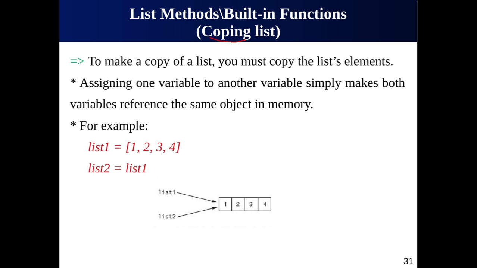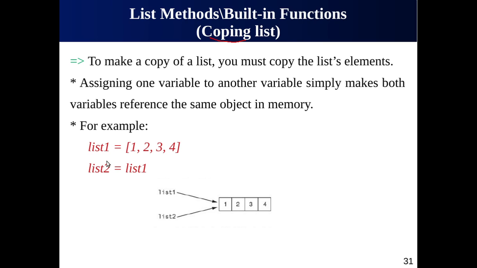So to make a copy of a list, you must copy the list elements. How is a copy made? Actually, we have to copy the list elements. In Python, for that, we already have an operator available, and that operator is called the equal operator.